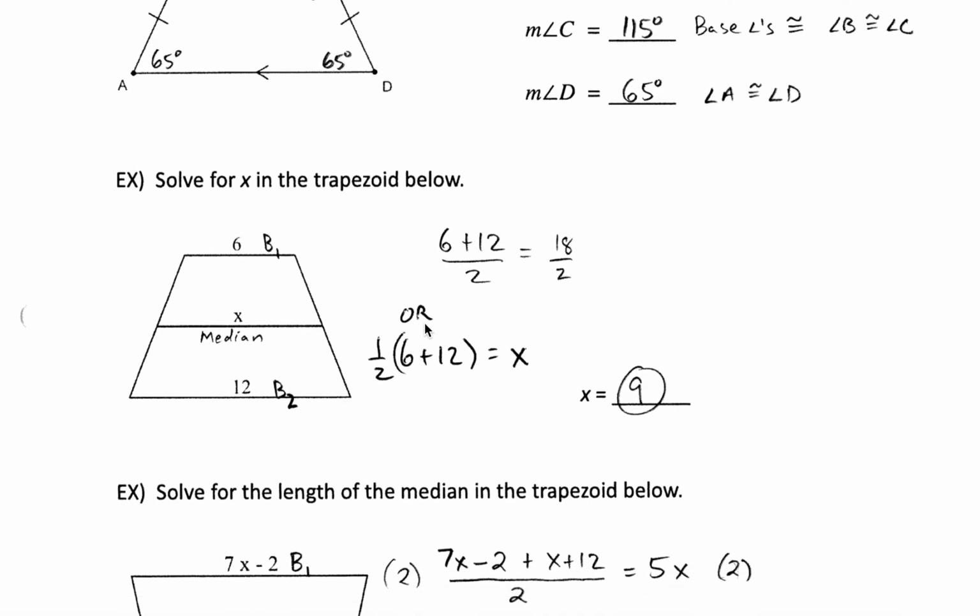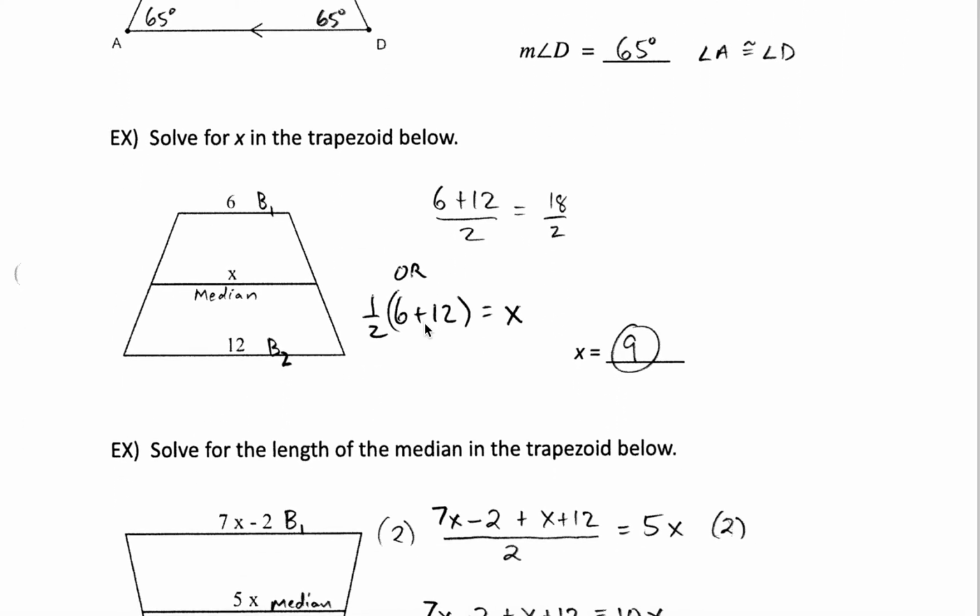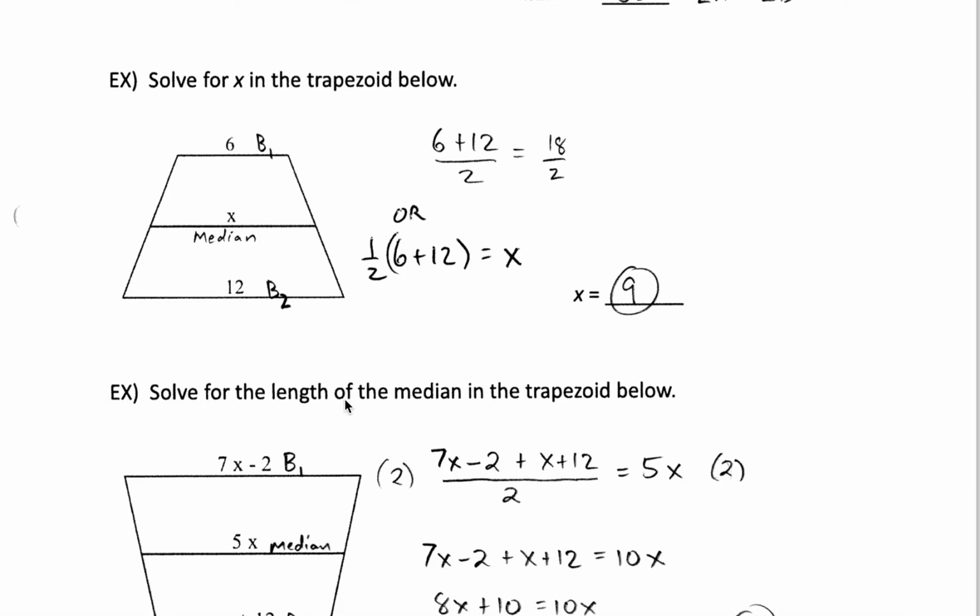All right, let's solve for a median length. Knowing that this top length is one base and the bottom length is another base, and that this length in the middle is the median, we can add up our two lengths here, our two bases, and divide by 2. Or we can take half of the sum of 6 and 12. So 6 and 12 add up to 18, and half of that is 9. So our median length must be 9, an average of our two base lengths.